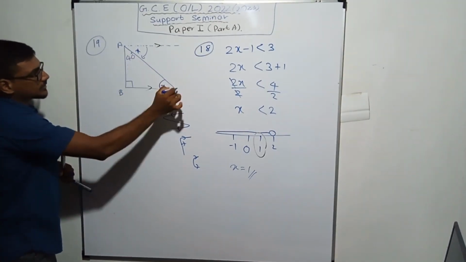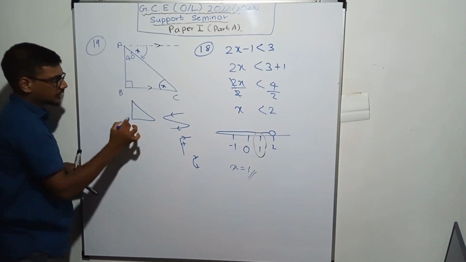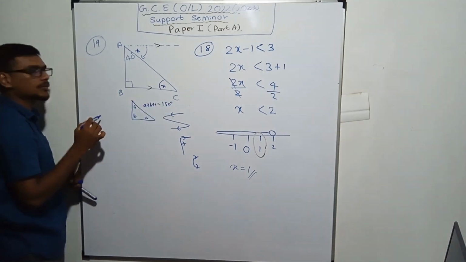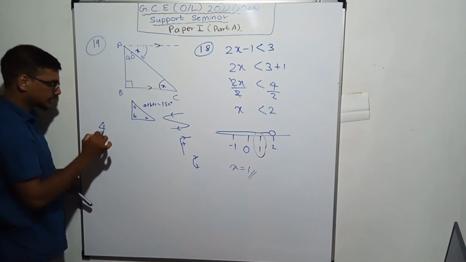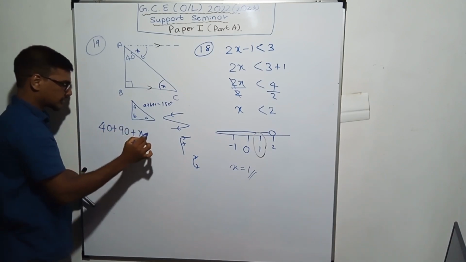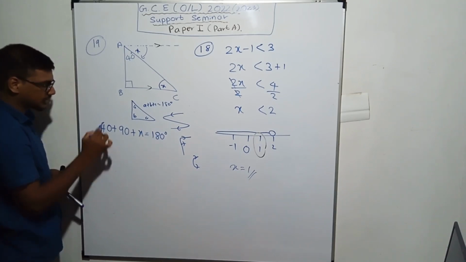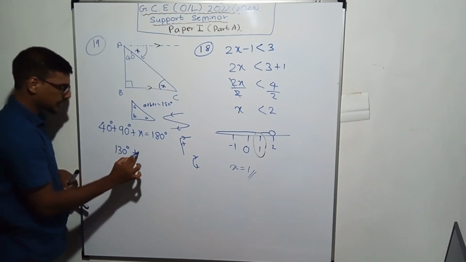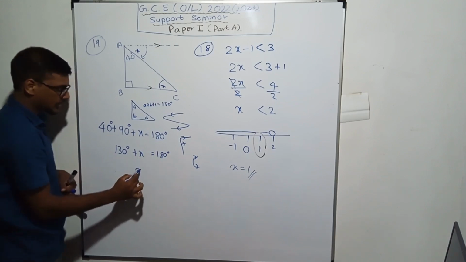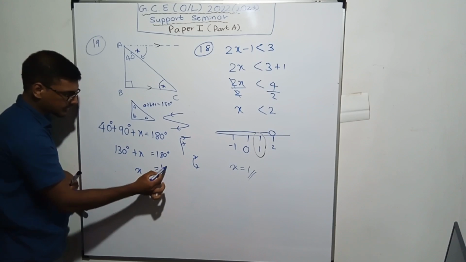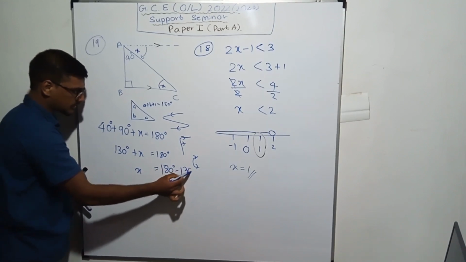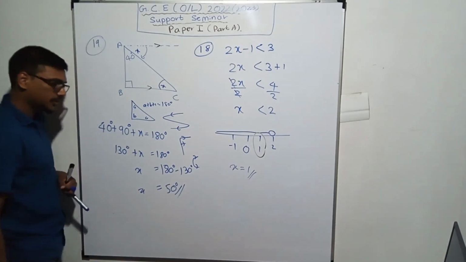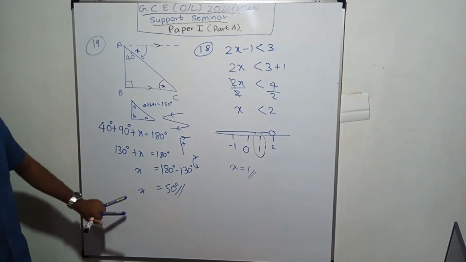By alternate angles. And then what can you apply? Do you know the interior angle sum of a triangle? A plus B plus C will be 180. The same thing can be applied here. 40 plus 90 plus x will be 180 degrees. 40 plus 90 is 130, plus x equals 180 degrees. To find x, take 130 to that side: 180 minus 130, so x is 50 degrees. The angle of depression will be 50.